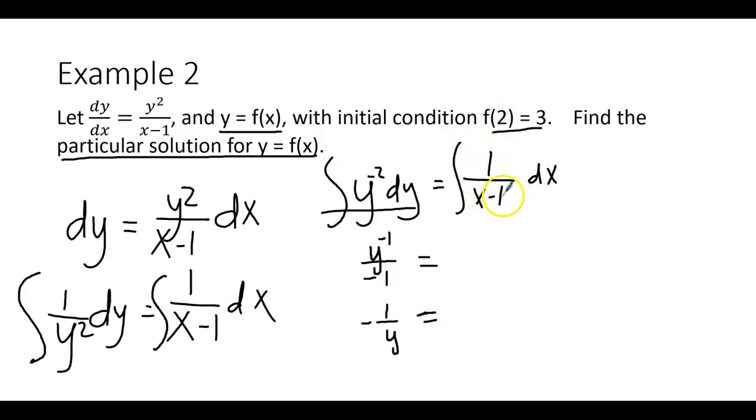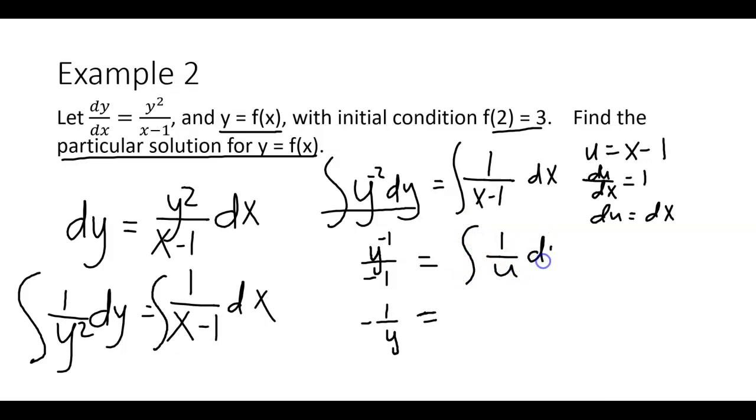This other side over here, to integrate this, we're going to want to do some u substitution. The u is x minus 1. The derivative of u with respect to x is 1. And so if you want to get dx by itself, which is what you need to do at this point, you would need to multiply both sides by dx, and that would give you du equals dx. And so we can go ahead and do our u sub. So now we have 1 over u du.